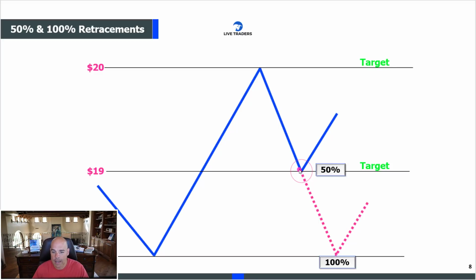Okay, so 50%, and again, this is where that 40 to 60 comes in. It's a range. It doesn't have to pull back to 19. It could go back to $19.20. That's fine. It could go back to $18.90. That's fine. Give it a range.